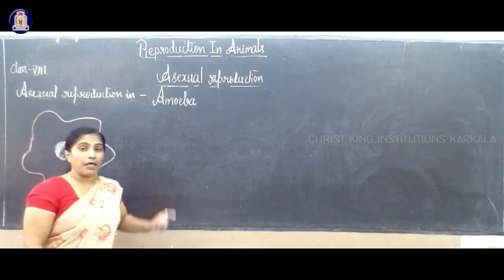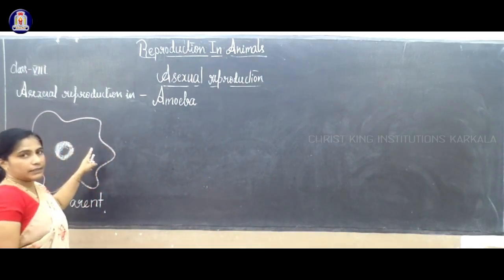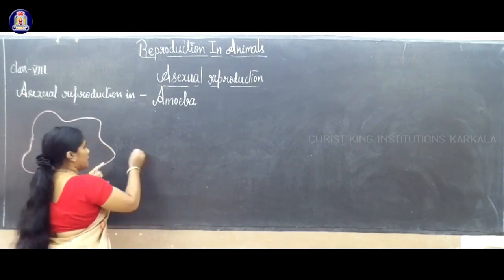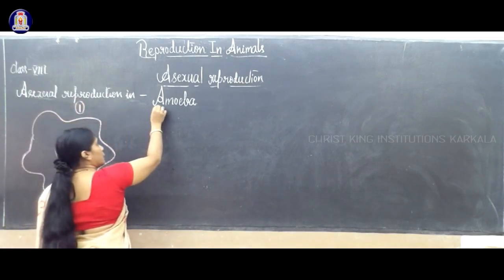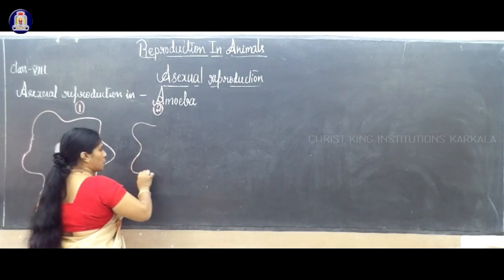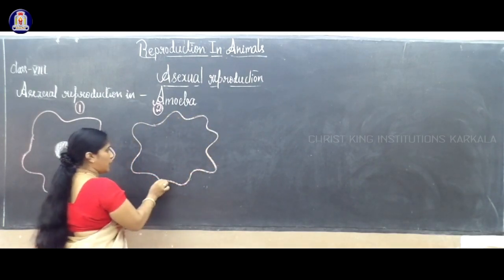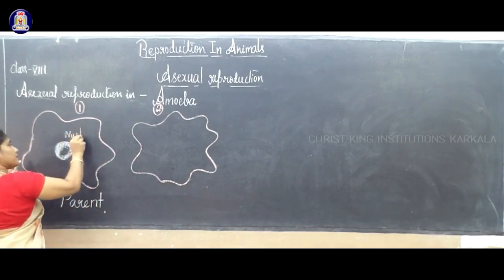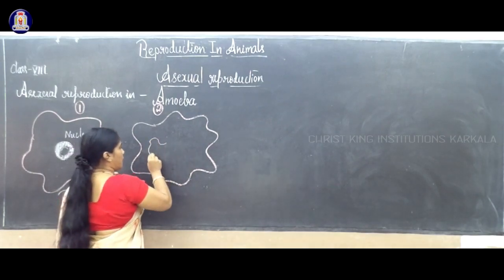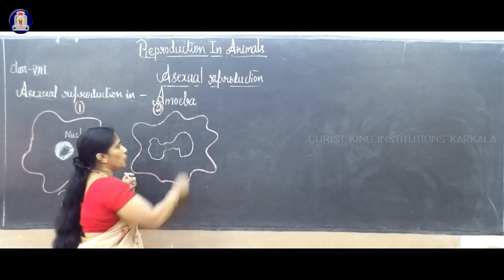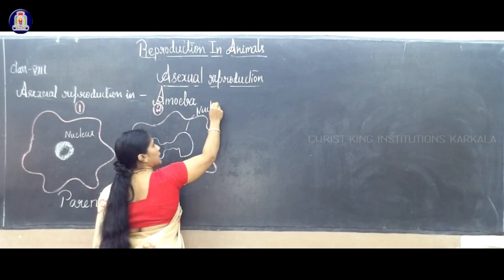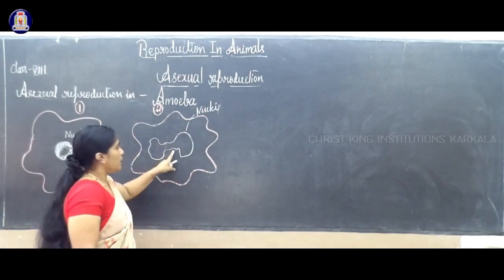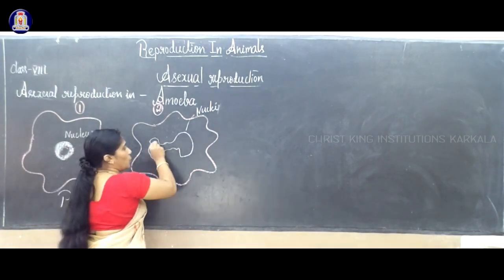In favorable conditions, what will happen to this parent cell? The nucleus present in the amoeba will start to divide. This is the first stage. During the second stage, the nucleus will start to divide into two nuclei. So now the single mother will stretch its body in favorable conditions, and there is a division of a nucleus into two nuclei.